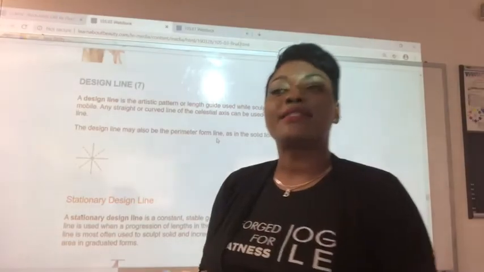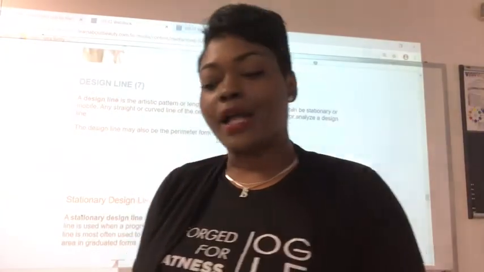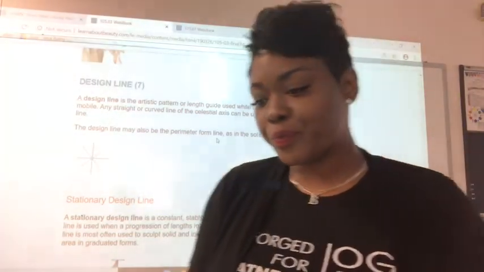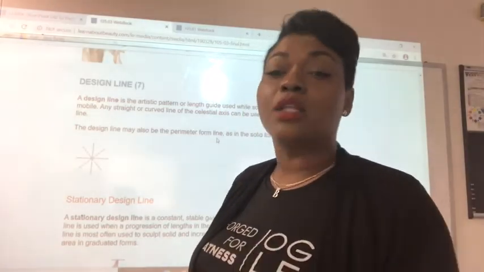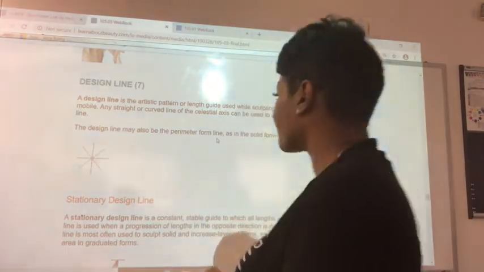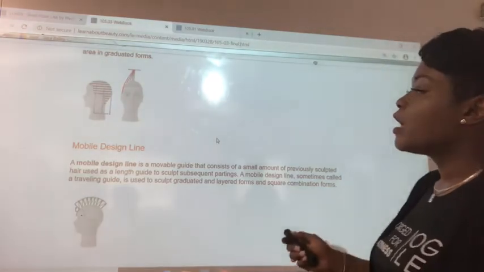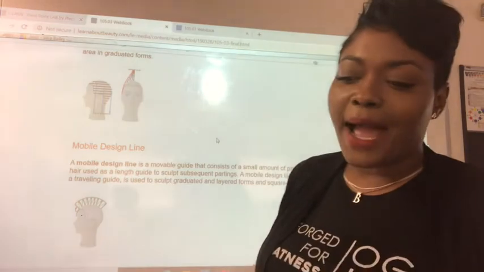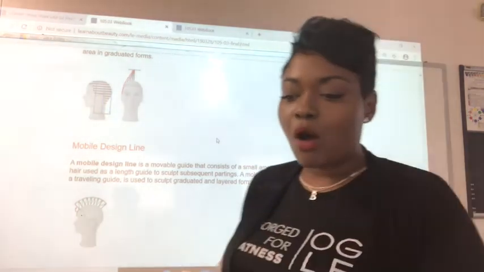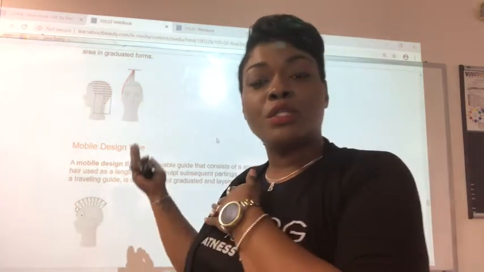So now we're at the seventh sculpting procedure, which is design line. Your design line is your guide used while sculpting. There are two types of design lines. Stationary, where the design line is stable and all of the lengths are directed to that. Or you can have a mobile design line, which is a movable guide that consists of small amounts of previously cut hair to be your lengths guide.